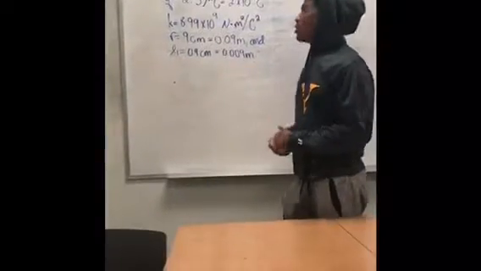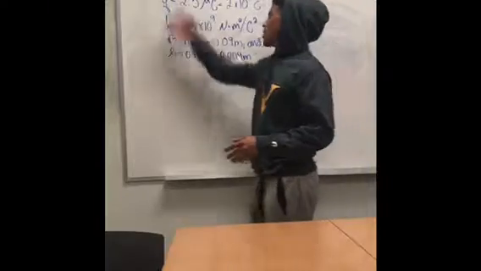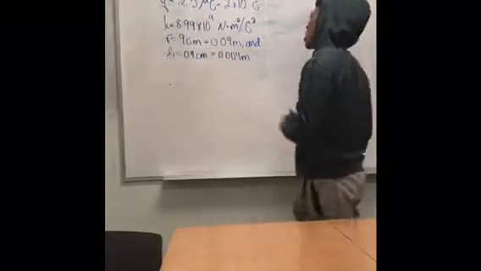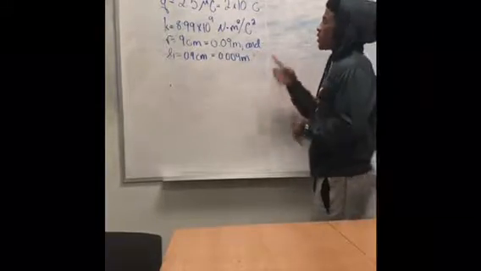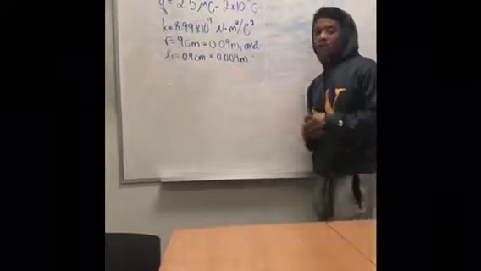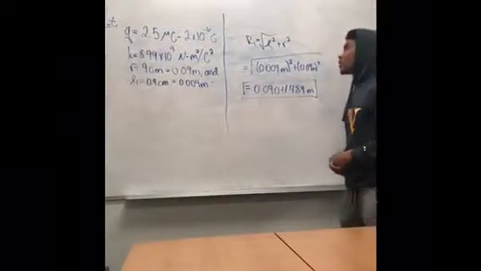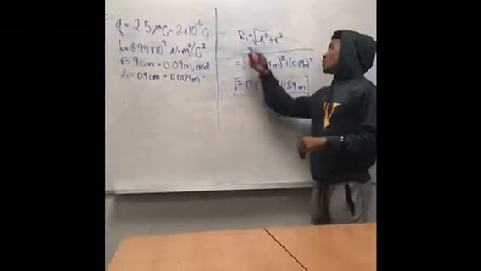So after looking at the problem, we discovered that these are all the givens, which are Q, K, R, and L. Q is going to stand for the charge, K is going to be Coulomb's constant, R is going to be the radius of the ring, and L is going to be the length from the center of the ring.